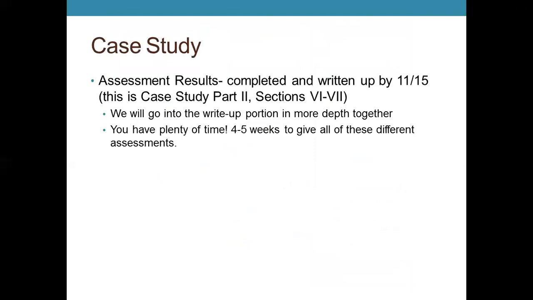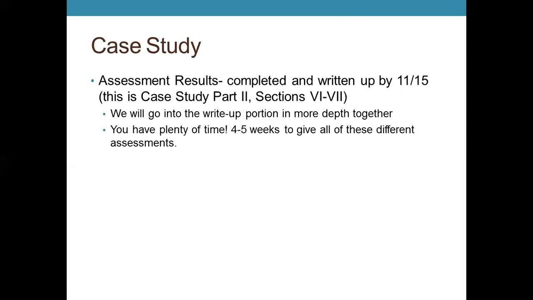So that might feel a little bit overwhelming right now, given that you're really at the point in your case study assignment of just doing the background section. I really want you to know that you have plenty of time to give these assessments that we're talking about. Your actual assessment piece and the write-up of those are not due until mid-November, so you have a good 4 to 5 weeks to be giving all of those different tests. And it really shouldn't take terribly long.